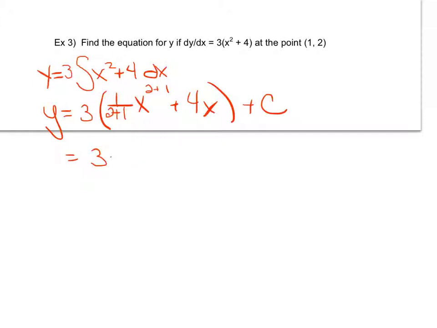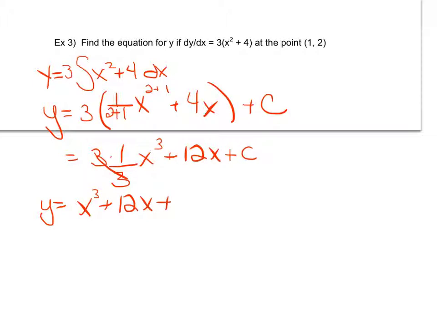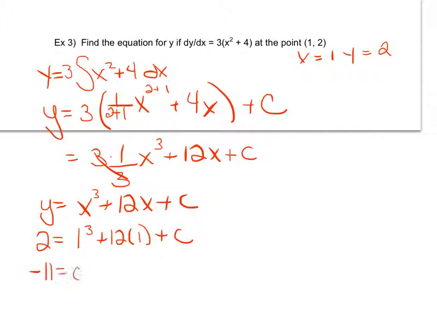So I get 3 times 1 over 3x cubed plus 12x plus c. These cancel, so I get my general solution is x cubed plus 12x plus c. To solve for c, I'm going to plug 1 in for x and 2 in for y and use that to help me find what c has to be in order to get that point. So I see that I get over here 1 plus 12, so I get 13. So if I subtract 13 from both sides, I get a c value of -11.